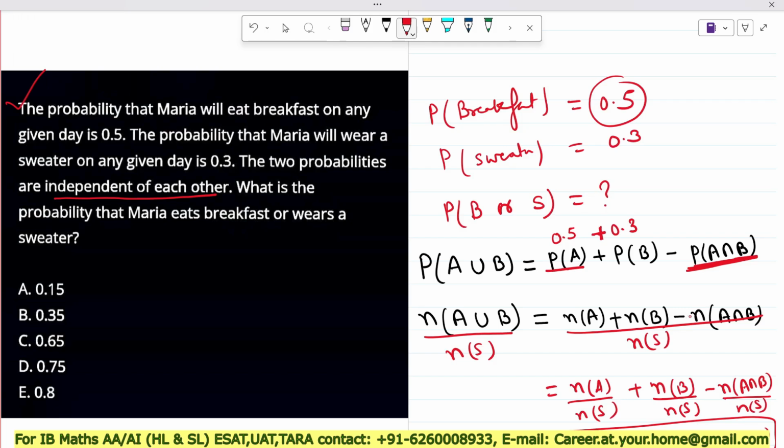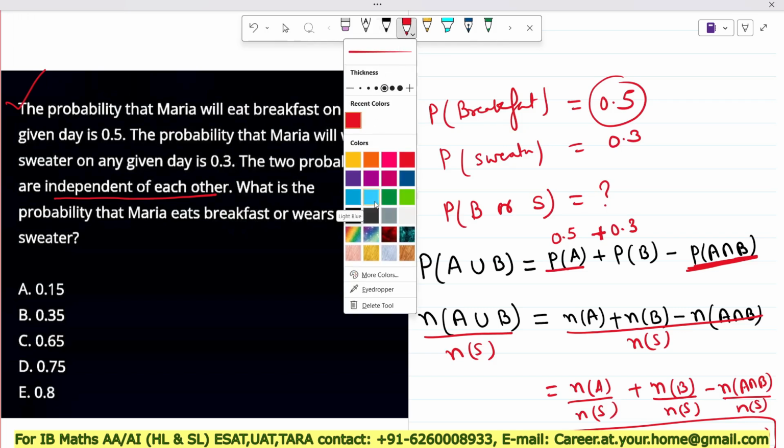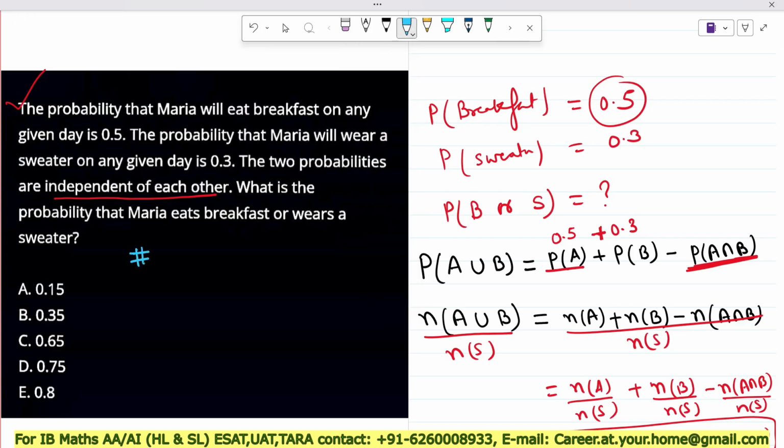Let's see, wait, one minute. Okay. We are given that A and B are independent events. What does that mean? Independent events mean they are not dependent on one another, in a way. Correct, that's the explanation in language. What's the mathematical condition? And A intersection B will be 0.